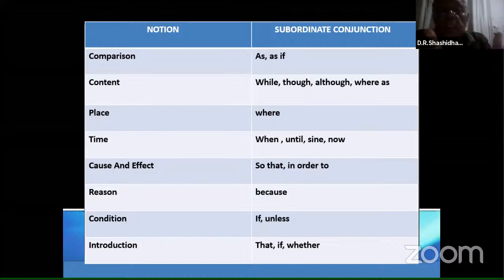Okay, here is the list of subordinate conjunctions that you can use for comparison: as, if, content, comparison, and then while, though, although, whereas. No, it is not content, it is contrast. And the place, where; time, when, until, since, now; cause and effect, so that, in order to; reason, because; condition, if and unless; introduction, that, if and whether. These are the subordinate clauses that you use to express these notions. We will come back to this if time permits. This is just a bit of information for you.